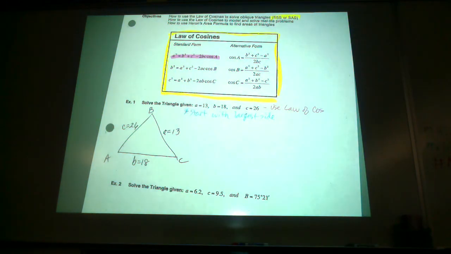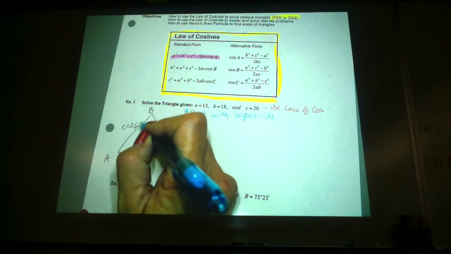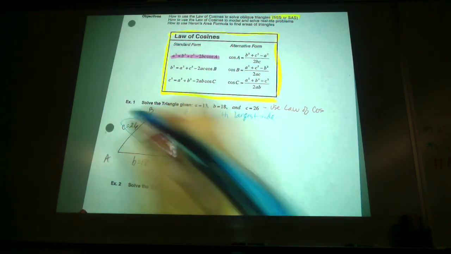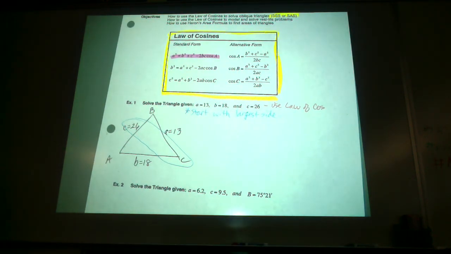So start with the largest side and work to your smallest side. You're less likely to make an error that way. So my largest side is 26, and it is across from angle C. So that means I'm going to find angle C first. So step 1.